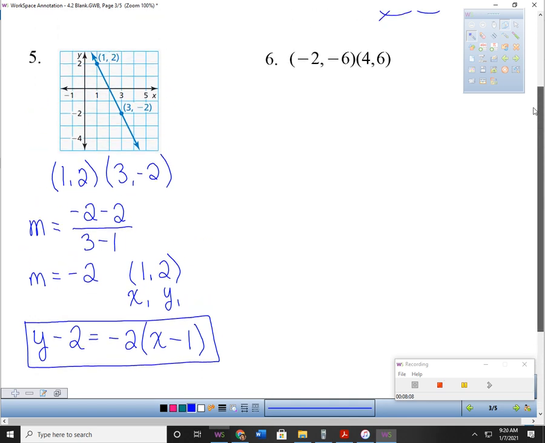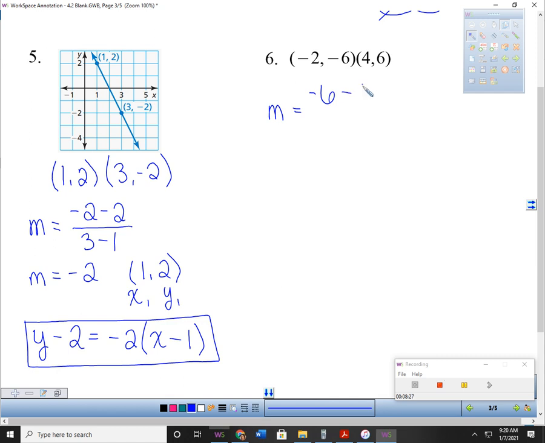Okay, so now I've just been given 2 points. So I have a point, but I need the slope. So I'm going to plug in. Now I'm going to start with the one that has negatives because then I can avoid the double negatives. So I'm going to say negative 6 minus the other y value over, since I used negative 6 first on top, I have to use negative 2 first on bottom. So negative 2 minus 4. Let's see, that would be negative 12 over negative 6. So that would be a positive 2.